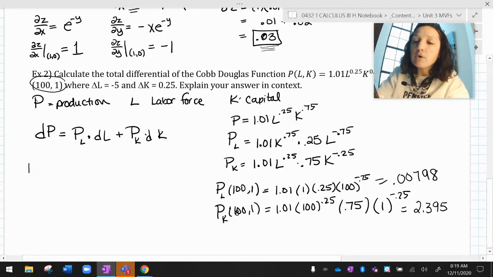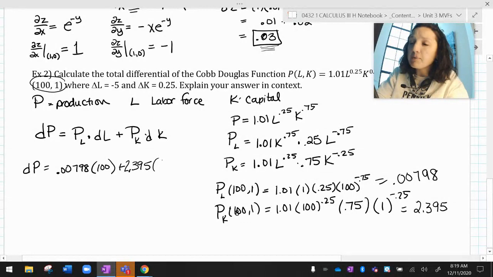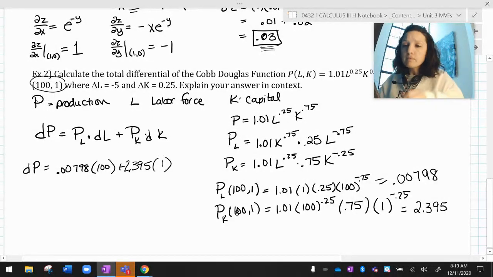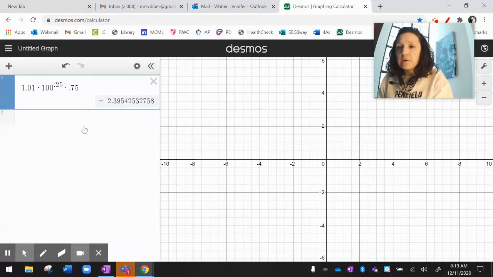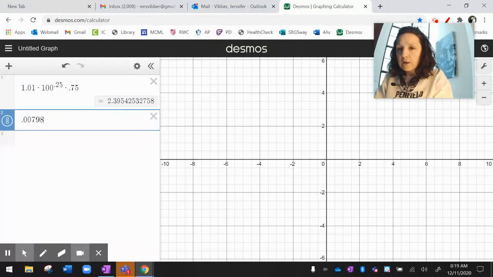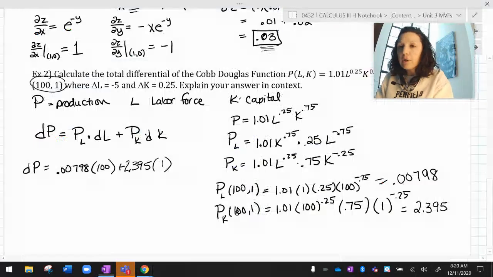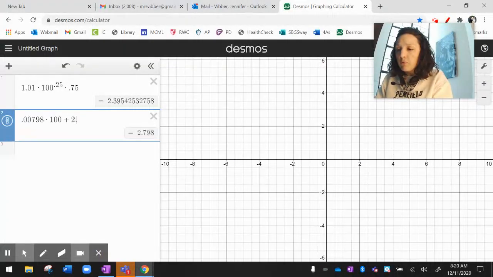And so if I want to know my change in production, I'm going to do 0.00798 times the change in labor, which was 100, plus 2.395 times my change in capital, which is 1. And then let's see. So 0.00798 times 100 plus 2.395 times 1 is 3.193.